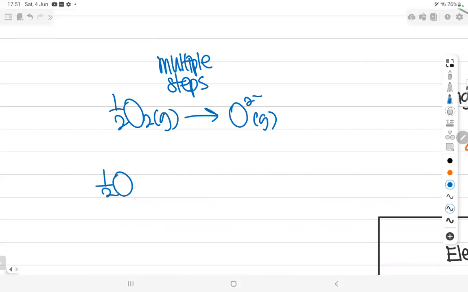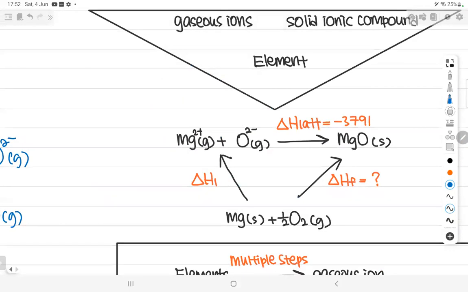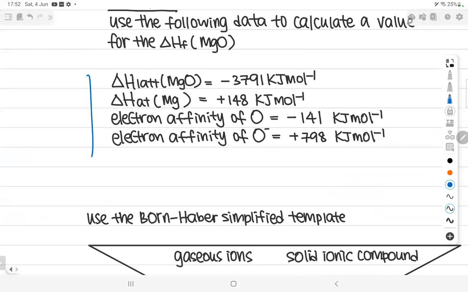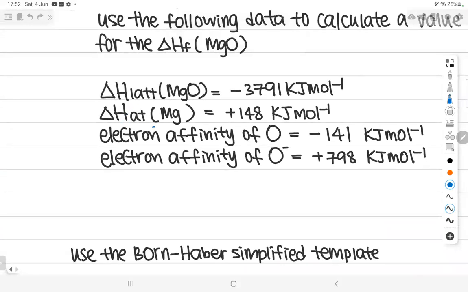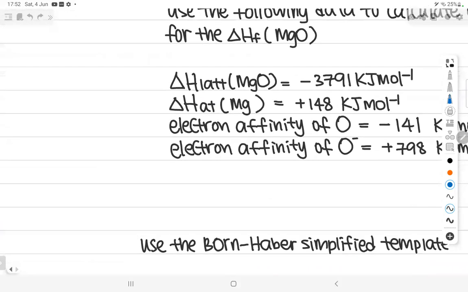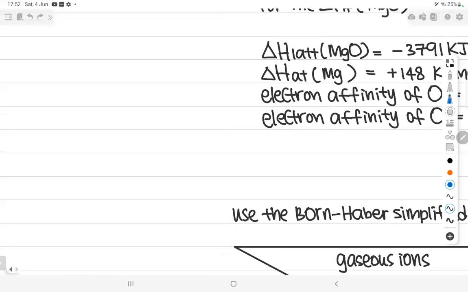So we copy the half O2 first. Always start by changing the raw material to become gas atom. So oxygen gas atom. If you want to get the gas atom, you need enthalpy of atomization. Now look back at this question. Do they give us enthalpy of atomization for oxygen? No, right? They only give us atomization for magnesium. They didn't provide the atomization for oxygen. So we are in trouble. What should I do?